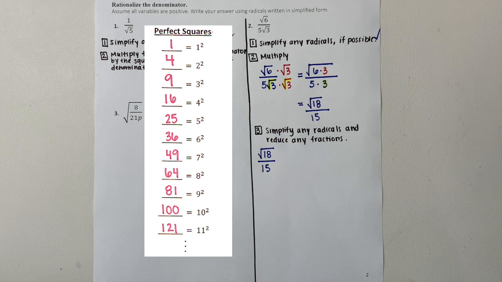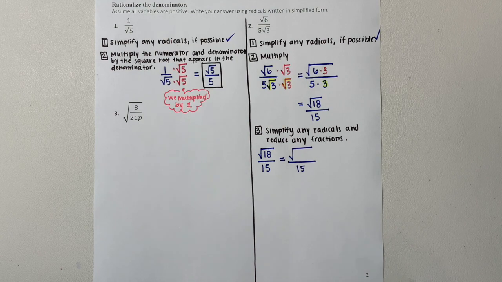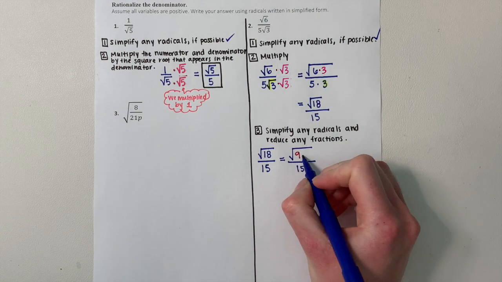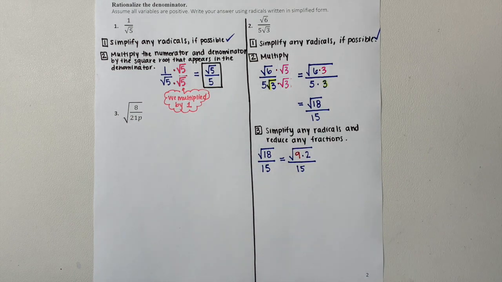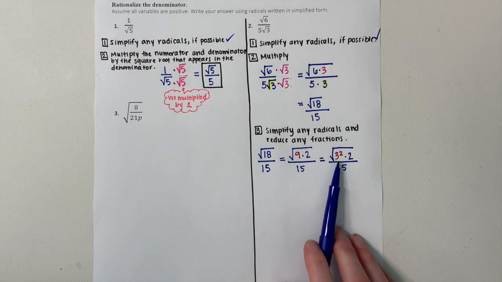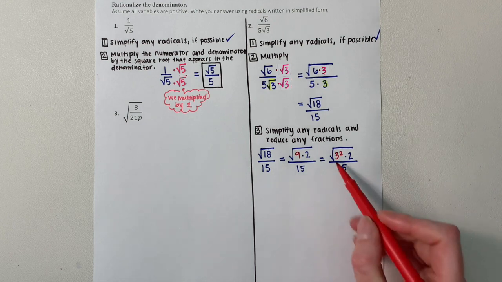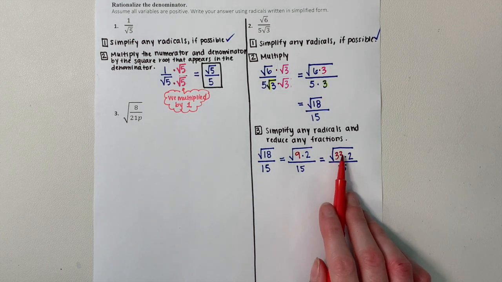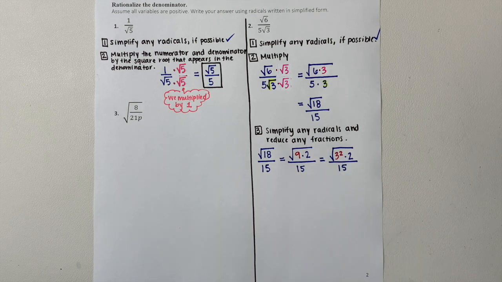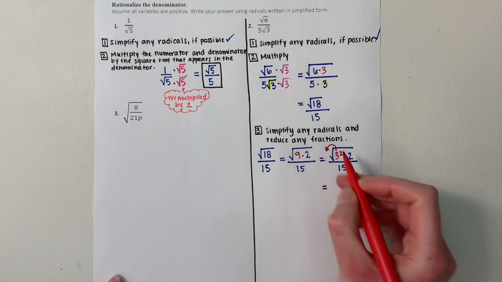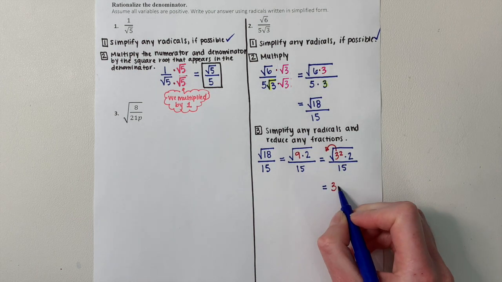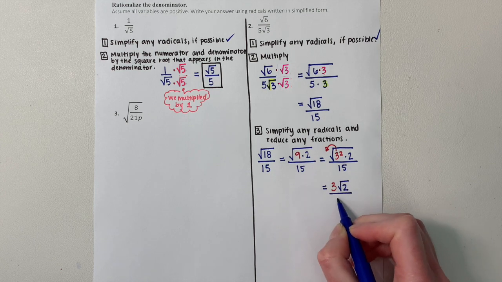So since 18 is not a perfect square, we need to find the largest perfect square that multiplies evenly into 18. That would be 9. So let's rewrite 18 as 9 times 2. Now 9 is our largest perfect square, so we need to write it as some quantity squared. So I've just rewritten 9 as 3 squared. Now we've learned when you have a square root, anything underneath the radical that has a square for an exponent can be pulled out of the radical. So we can pull this 3 out of the radical, and that will leave us with the 3 that we're pulling out. The 2 stays underneath the square root, and in the denominator we still have 15.